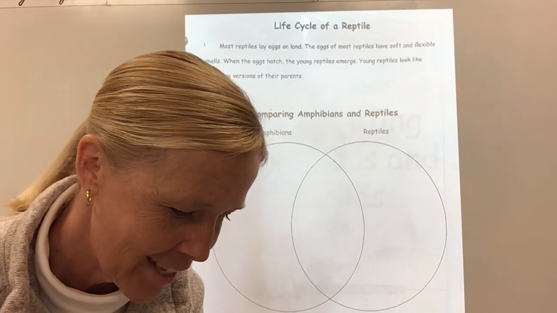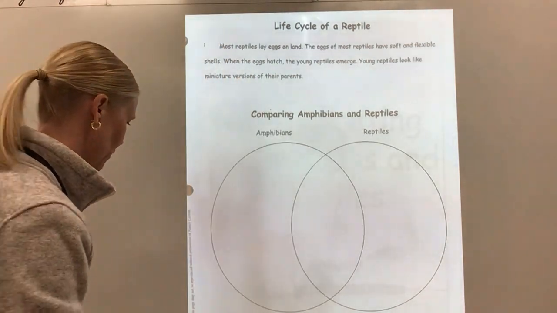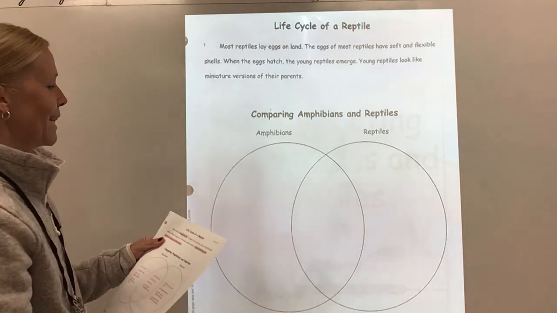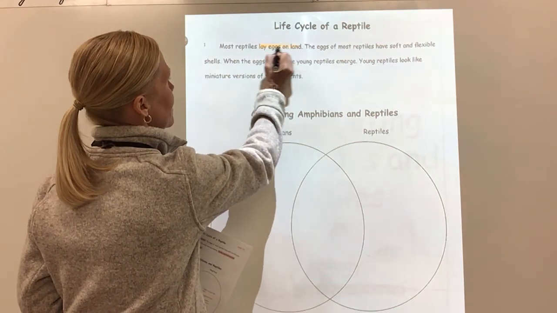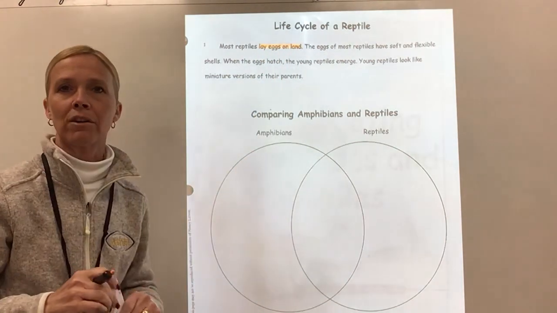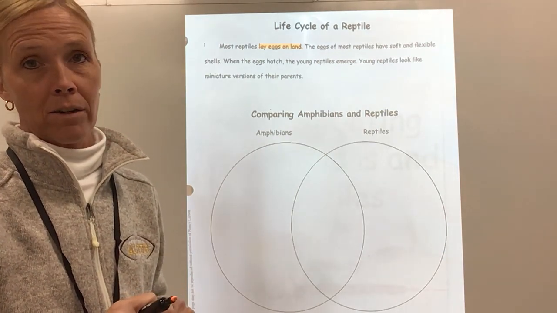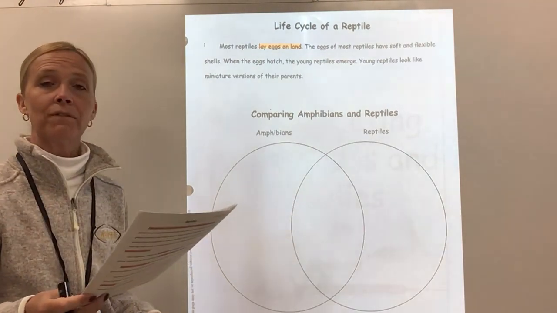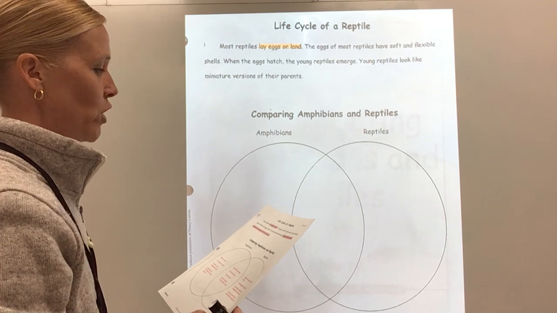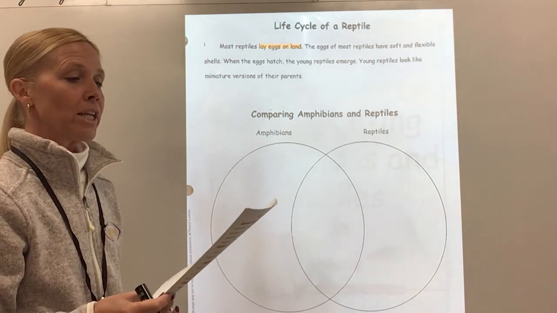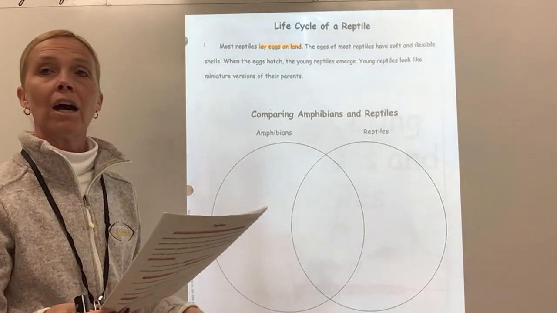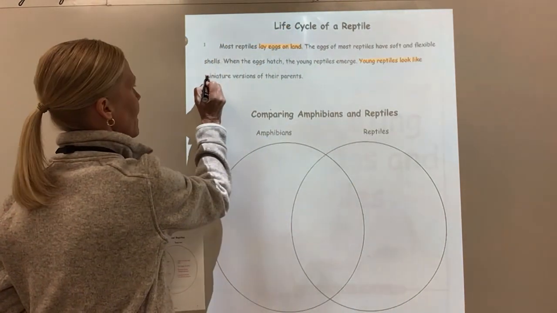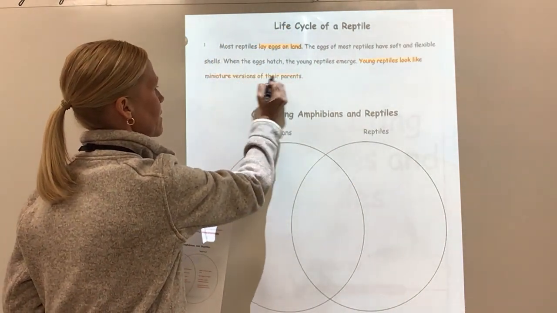All right, so let's look at this short little paragraph up at the top here, talking about the life cycle of a reptile. Now, most reptiles lay eggs on land, different from our amphibian friends who like to lay their eggs in the water. It says the eggs of most reptiles have soft and flexible shells. When the eggs hatch, the young reptiles emerge. Young reptiles look like miniature versions of their parents. Okay, highlight that last sentence if you're highlighting with me. Young reptiles look like miniature versions of their parents.